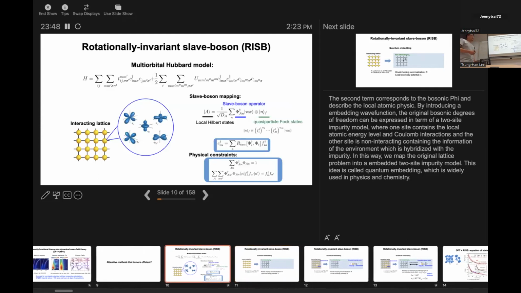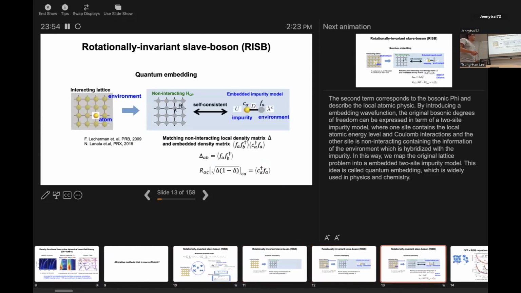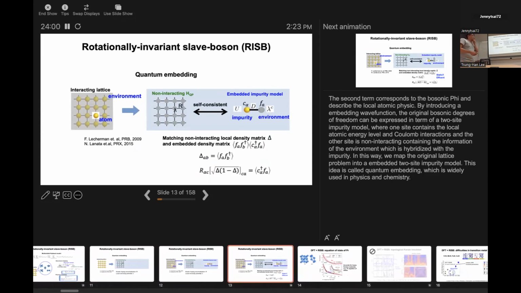So can I ask you another question? In the next page, by doing this Slave-Boson representation of the conduction electron C, the interacting lattice becomes non-interacting. This is like a quasi-particle. So you're saying that the upper U is gone. Yeah, it's approximated by this lambda that we have to determine self-consistently, but it exists in this impurity model where we still consider this correlation effect.